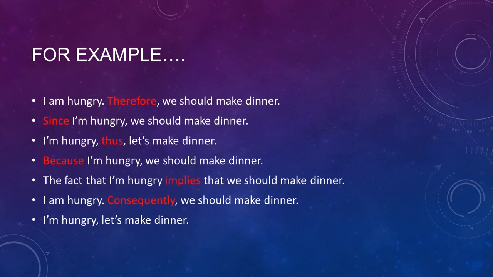So I'm hungry, therefore we should make dinner. Since I'm hungry, we should make dinner. I'm hungry, thus let's make dinner. Nobody talks like that, but you could. Because I'm hungry, we should make dinner. The fact that I'm hungry implies that we should make dinner. I'm hungry, consequently we should make dinner. So those are all explicitly marked as arguments by these inference indicators.